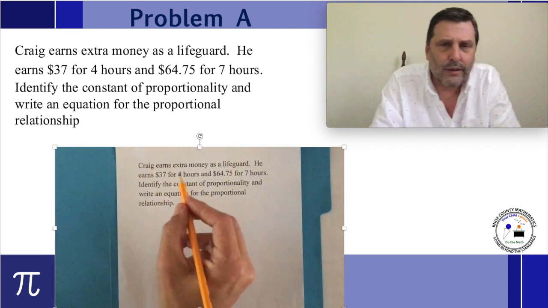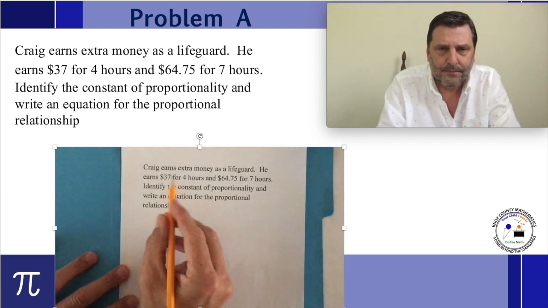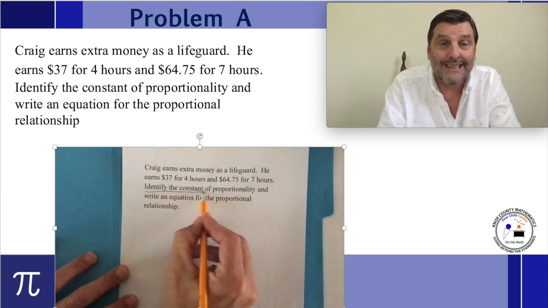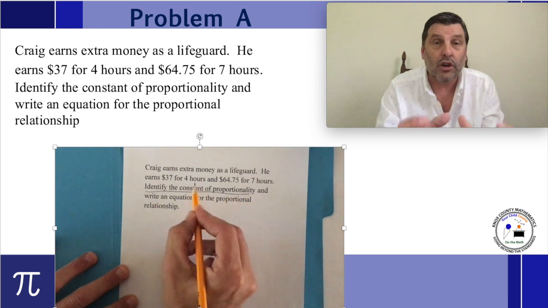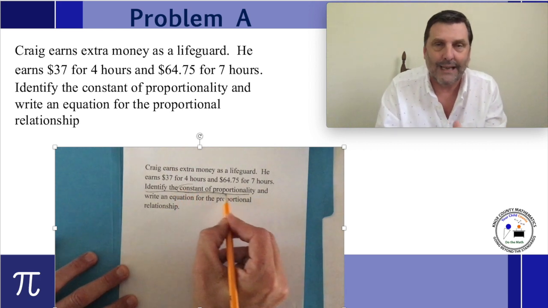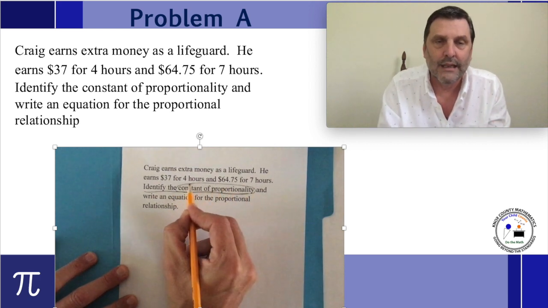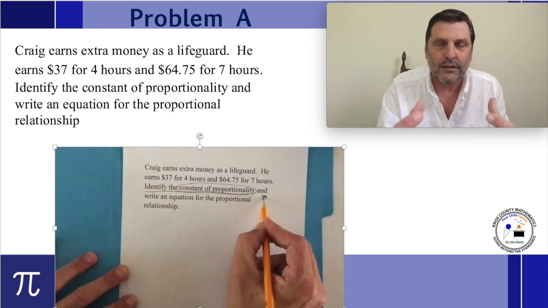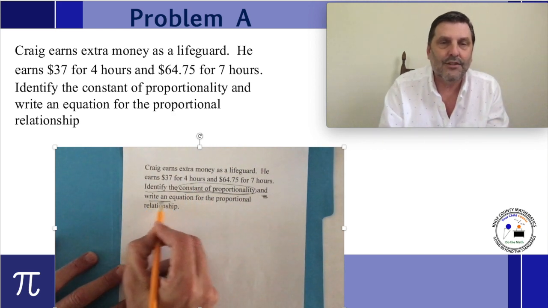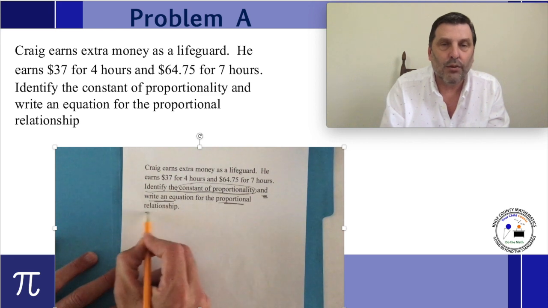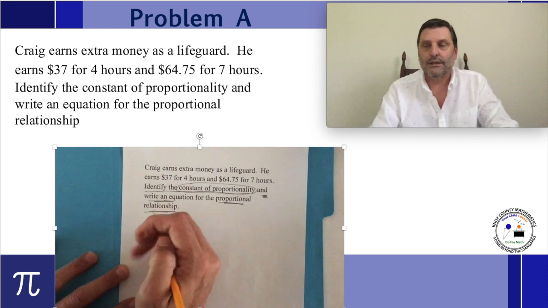As always, I'm going to read through that and underline some key words. Look at that, it says identify the constant of proportionality. In other words, determine what it is. In math, identify the constant of proportionality means determine it, find it out, and explain it with mathematics. And then part B is write an equation for this proportional relationship.